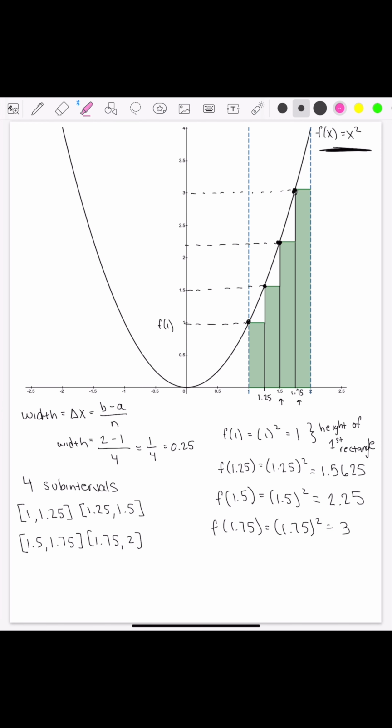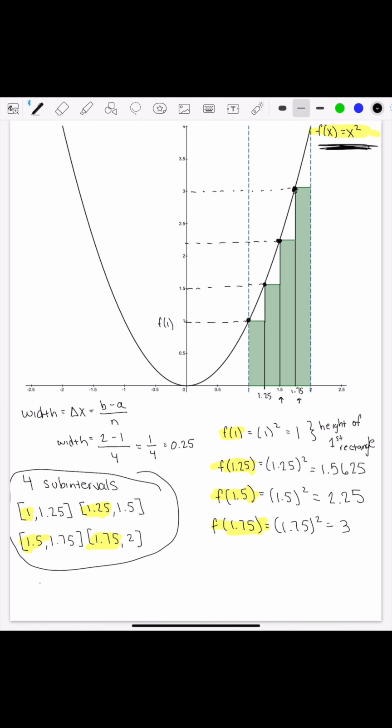One way that I like to write these 4 sub-intervals like this, because if you notice, once you write your sub-intervals, these sub-intervals are going to be the same no matter if we're doing L4, R4, or M4. This is us dividing 1 to 2 into 4 equally spaced intervals. We used the left of each of these intervals to plug into our function f of x, to get the heights for each of the rectangles. So that's why I find it helpful to write out the 4 sub-intervals like this.